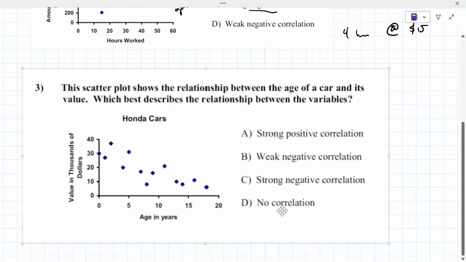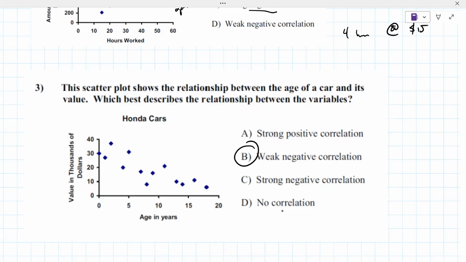Okay, so for number 3, take a look at this. It would be B, weak, negative correlation. It is weak negative correlation. Good. All right, let's look at another one here.